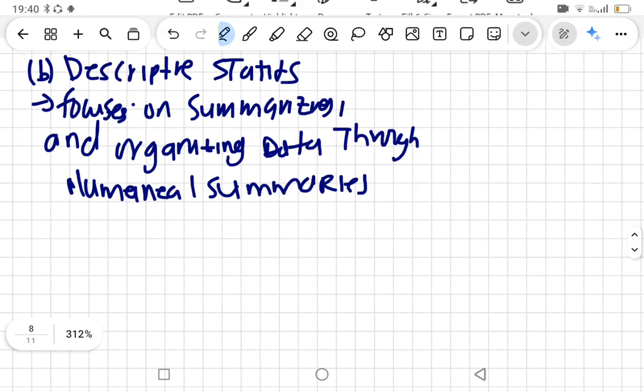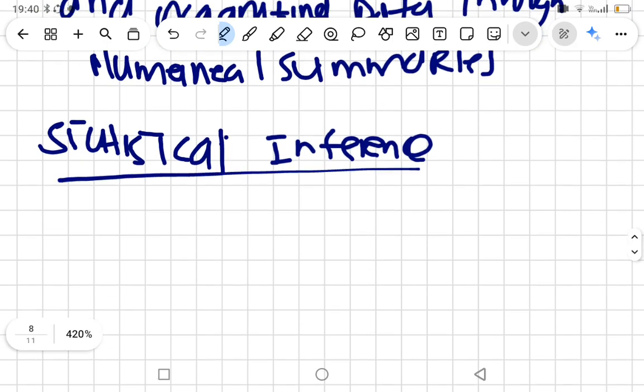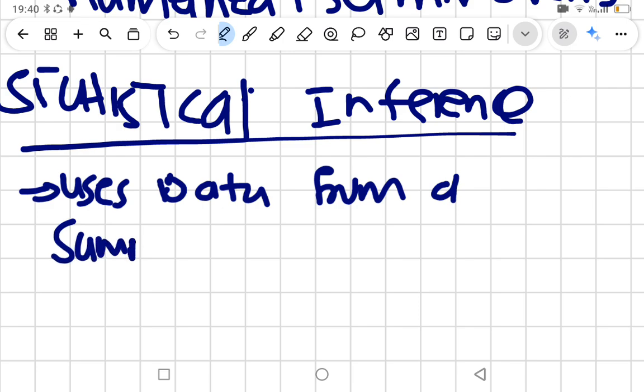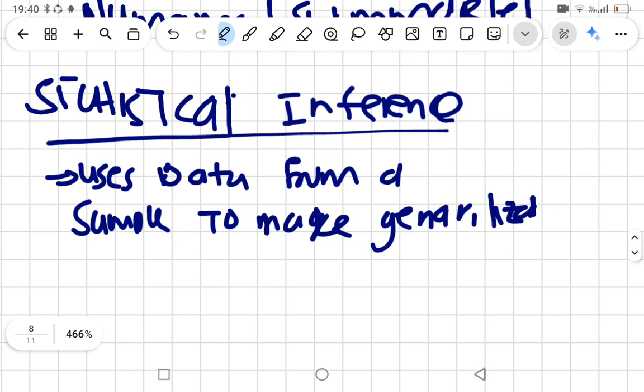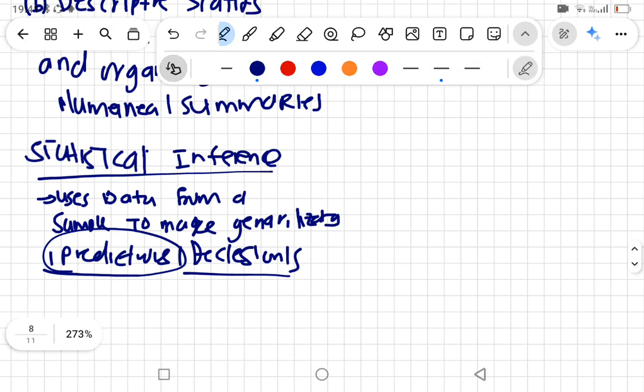And then we have statistical inference. This is based on predictions. It uses data from a sample to make generalizations, predictions and decisions. But the most important term is predictions. And then let's come to the next one.